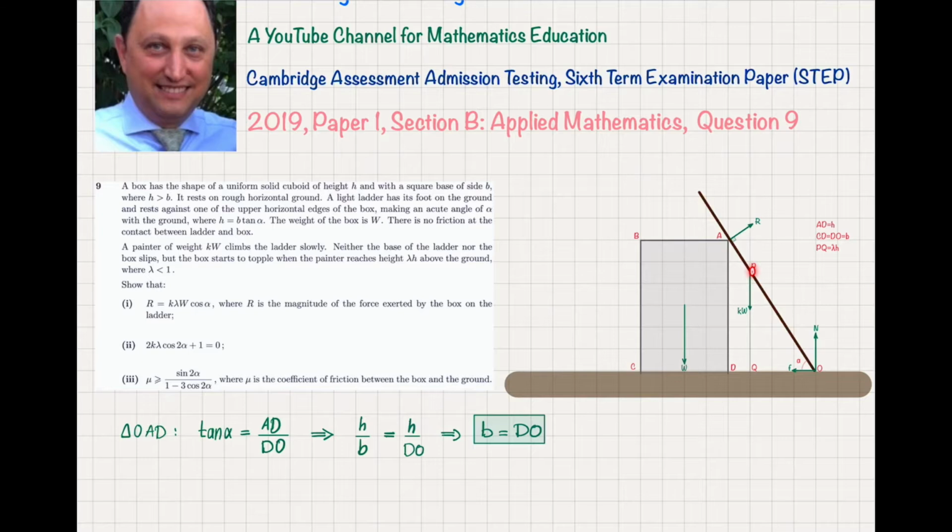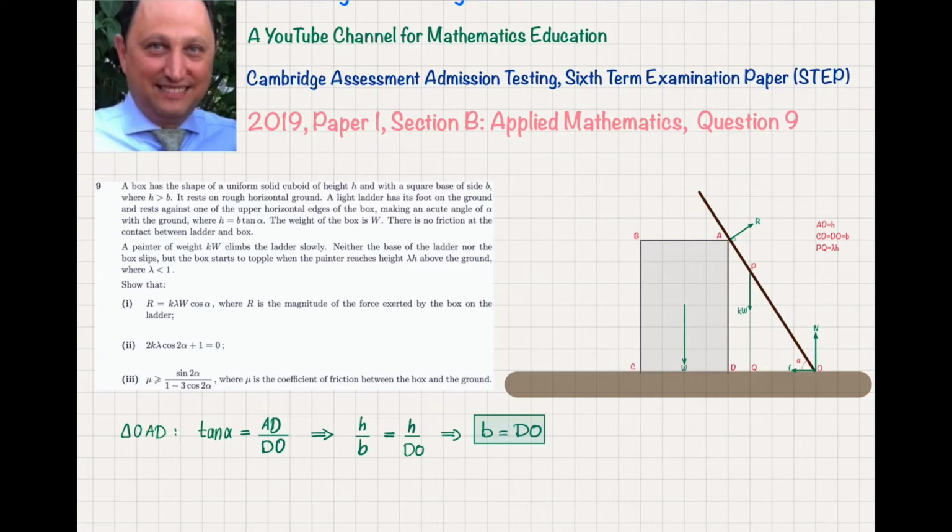So this is why I have written from P to Q is lambda times h, and the weight of the painter is k times W. In the first part of the problem, we are supposed to show this equality, where R is the magnitude of the force exerted by the box on the ladder. So this is the force vector exerted on the ladder by the box. But these things I have written here are not the real forces, these are the magnitudes of forces. So in the first part we want to show that R is equal to k times lambda times W times cosine of alpha.